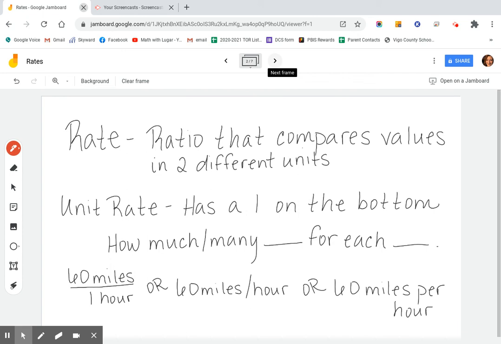So I mentioned a few seconds ago, miles and hours. There's different ways that you can write the same unit rate. You can put 60 miles over 1 hour, or you can say 60 miles slash hour. That slash means per or for every 1. Or you can write it out 60 miles per hour.